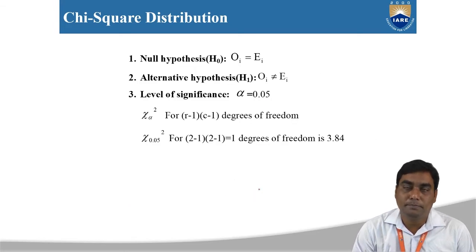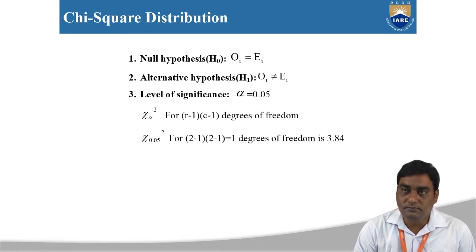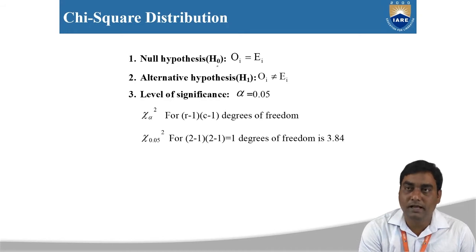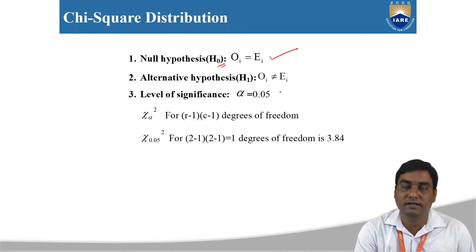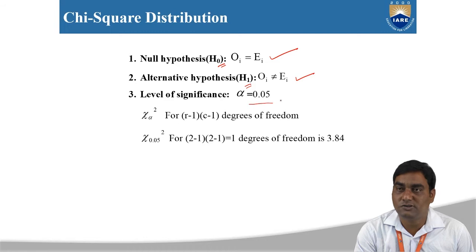But in the procedure of test of hypothesis, we have 5 steps. The first step, we set up the null hypothesis, that means there is no difference between observed and expected frequencies, which is Oi and Ei. And the alternative hypothesis, denoted by H1, means there is a difference between observed and expected frequencies. The alpha level of significance is not given, so we take the standard level of significance, which is 0.05.